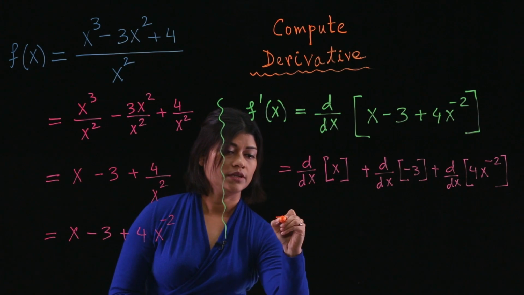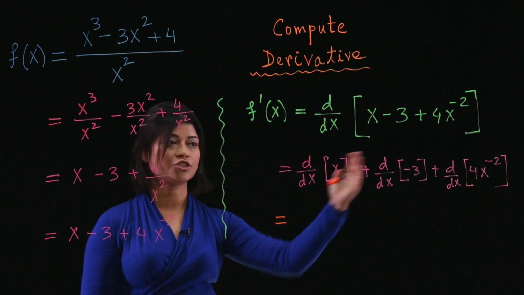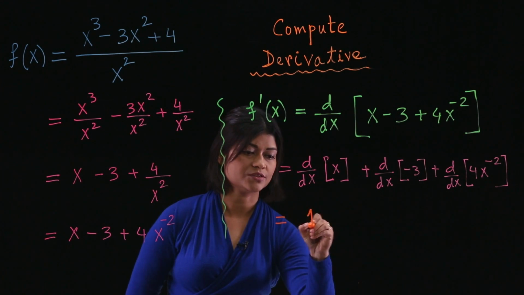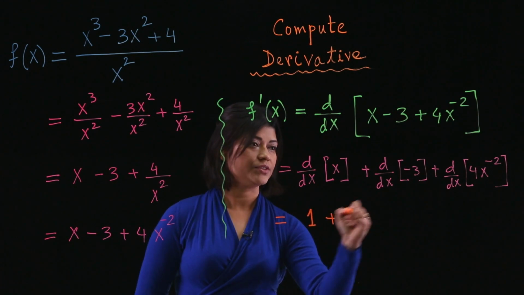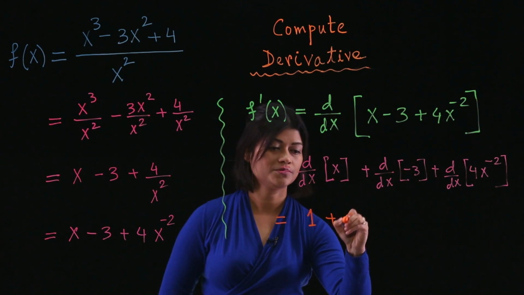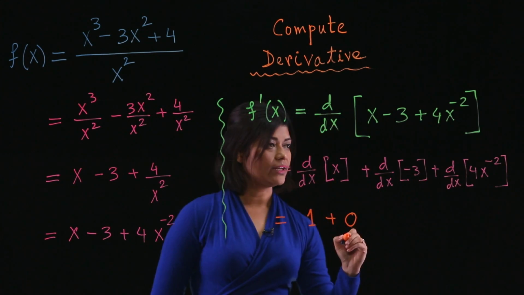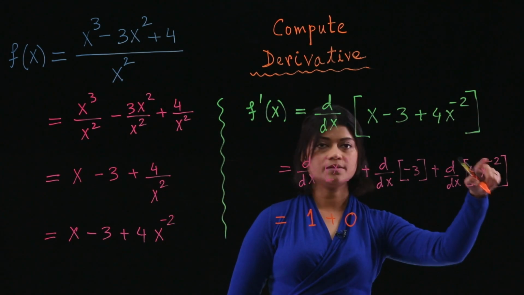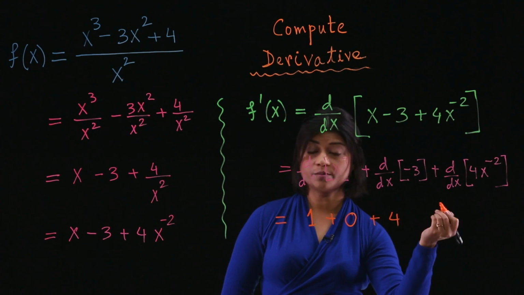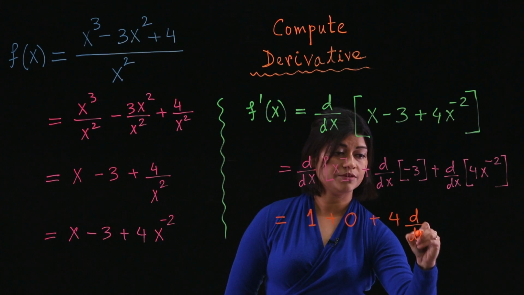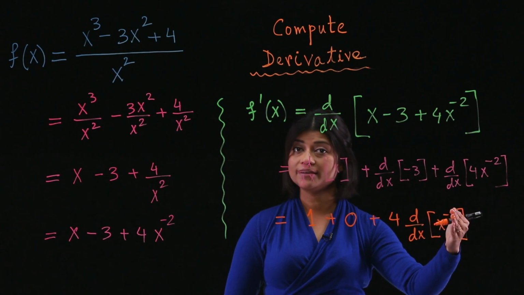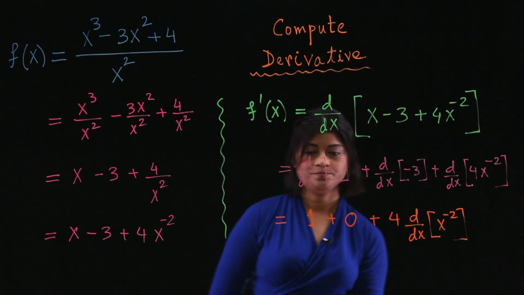Well, let's evaluate the derivative of each term. What is the derivative of x? It's 1. d dx of x is 1. Next we have d dx of negative 3. This is a constant and the derivative of a constant is 0. So this one is 0. For the last term, see, 4 is a constant multiplied to x to the negative 2. So you can pull the 4 out. That's the constant multiple rule. And then take the derivative of x to the power negative 2. And this one looks like x to the power n, so you can apply the power rule.